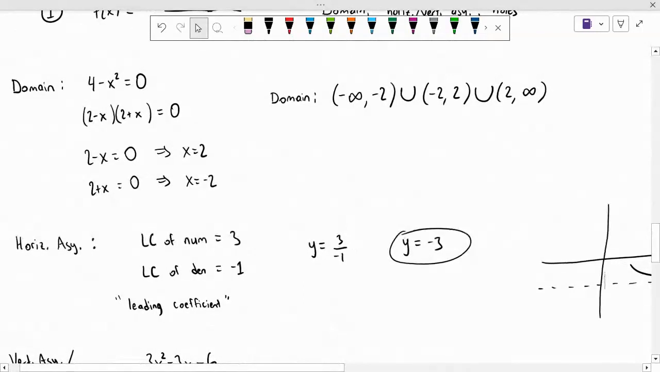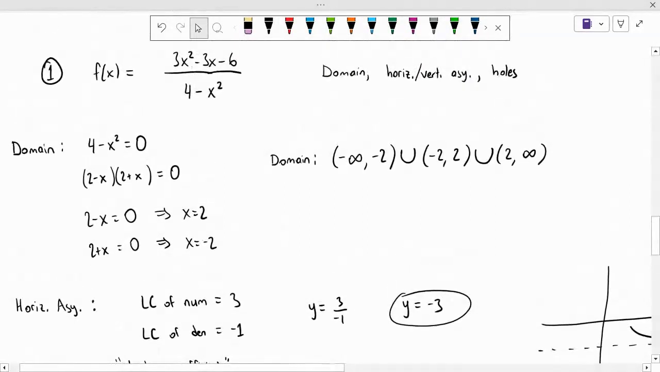And going back real quick, the 2 and the -2. When you're looking for the domain, you just want to find where the denominator is equal to 0. That's what I did up here. Where the denominator is equal to 0, those are the places that you need to remove from the number line to get your domain.